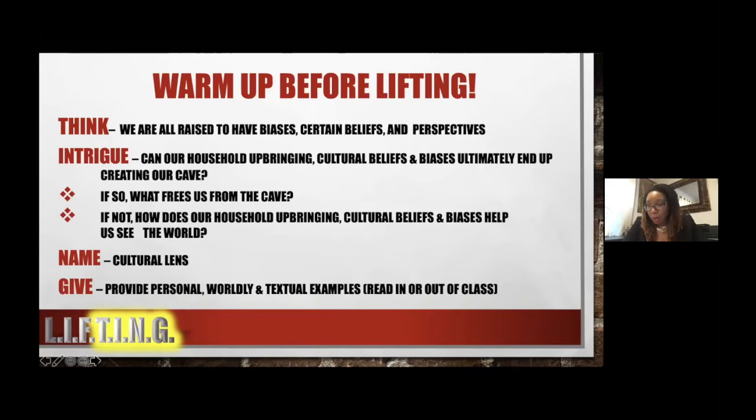If you think about think, the common ground, okay? We were all raised to have biases, right? Certain beliefs and perspectives. That applies to everyone in a classroom, right? Intrigue them with some provocative questions. So if I come out of that common ground, can our household upbringing, cultural beliefs, and biases ultimately end up creating our cave? Whoa, right? If so, what frees us from the cave eventually, right? If not, how does our household upbringing, cultural beliefs, and biases help us to see the world, right? If I was to name the analytical lens now that I can apply to look at this, I would apply the cultural lens, right?